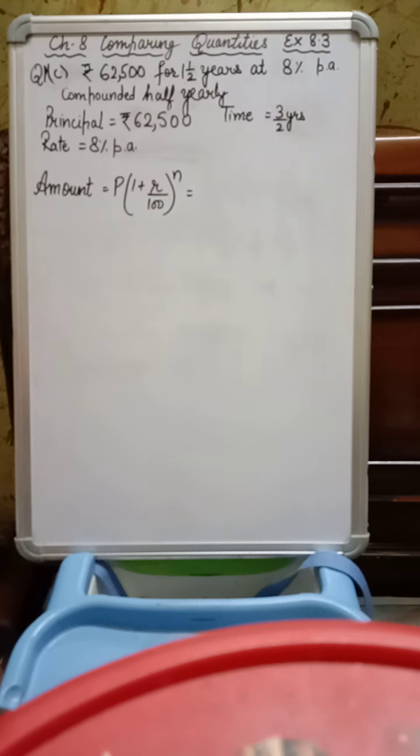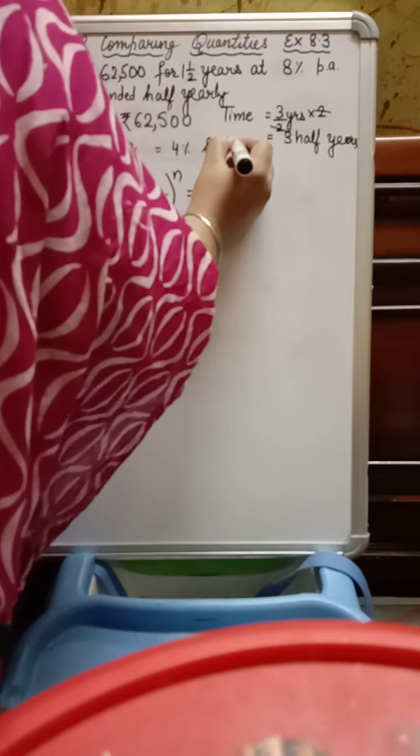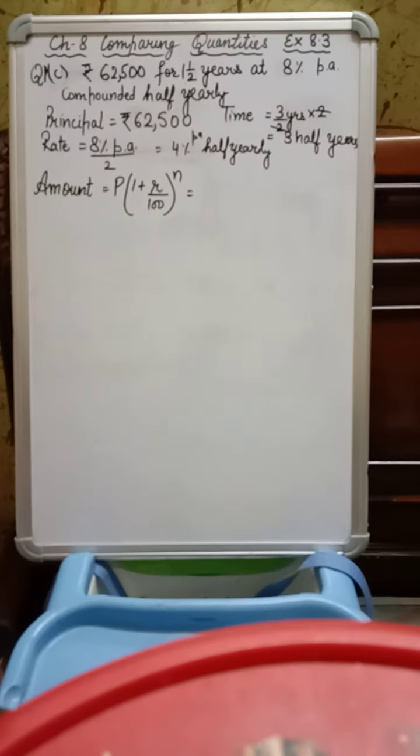Whenever half yearly is given to us, we have to multiply the time by 2. So this comes out to be 3 half years, and we will divide the rate by 2 and it becomes 4% half yearly. So the only difference is, in case of half yearly you have to multiply the time by 2 and divide the rate by 2, and the rest of the concept will remain the same.